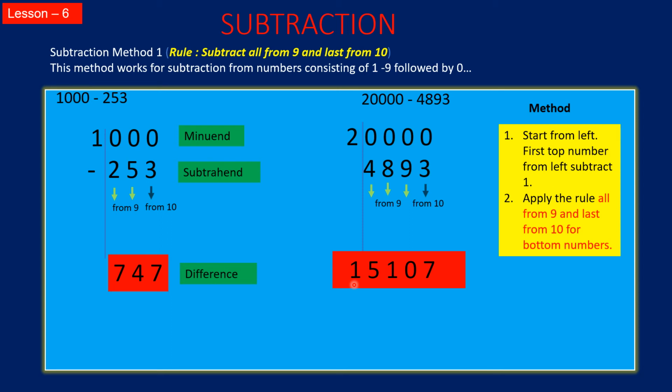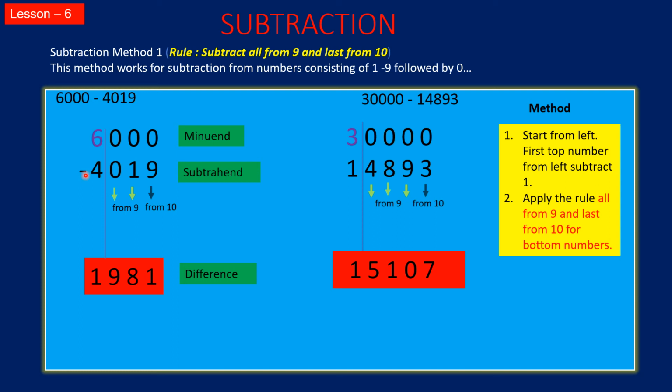And then you apply the rule, all from 9 and last from 10 for the bottom numbers. So 9 minus 4 is 5, 9 minus 8 is 1, 9 minus 9 is 0, and the last number from 10, 10 minus 3 is 7. So 15,107 is the difference, is your answer.